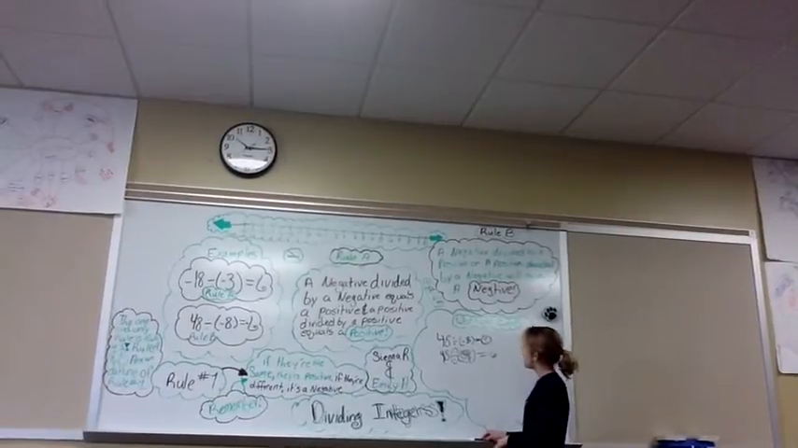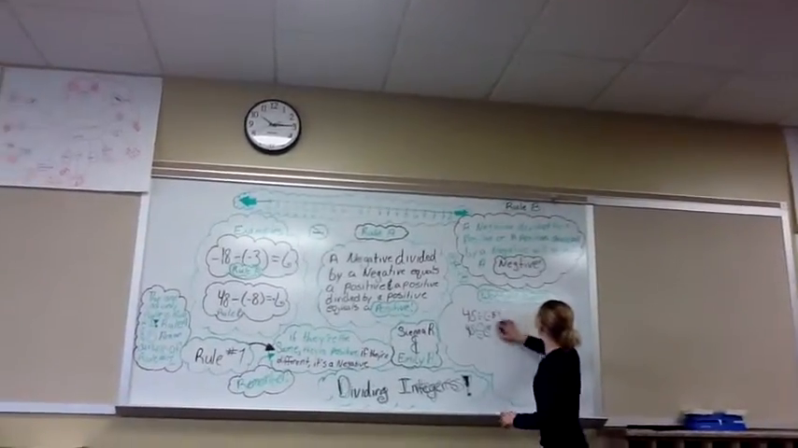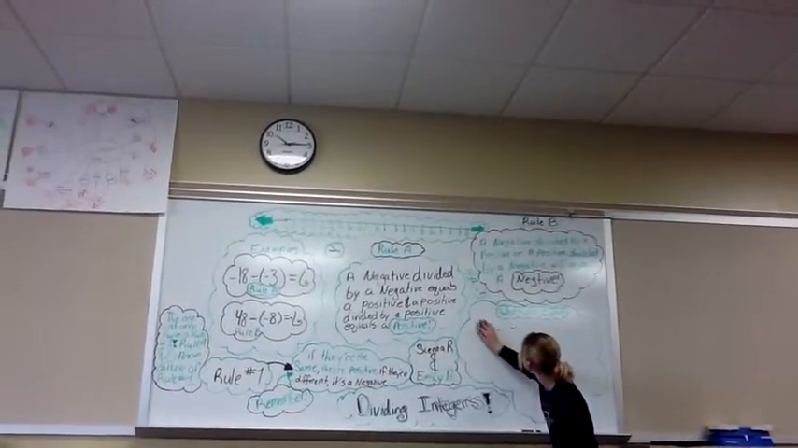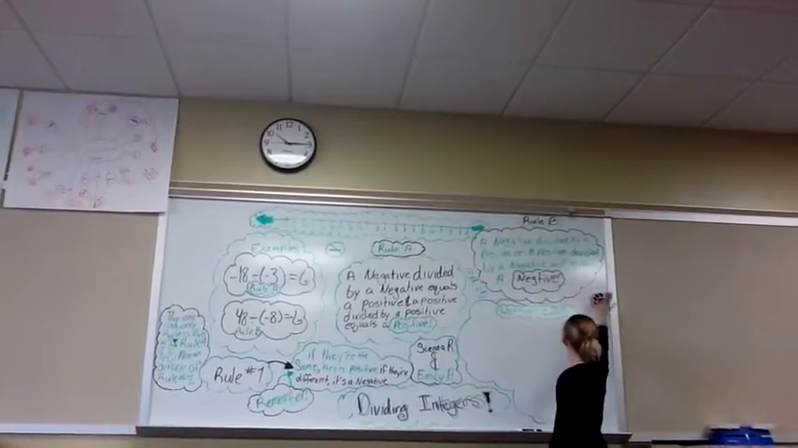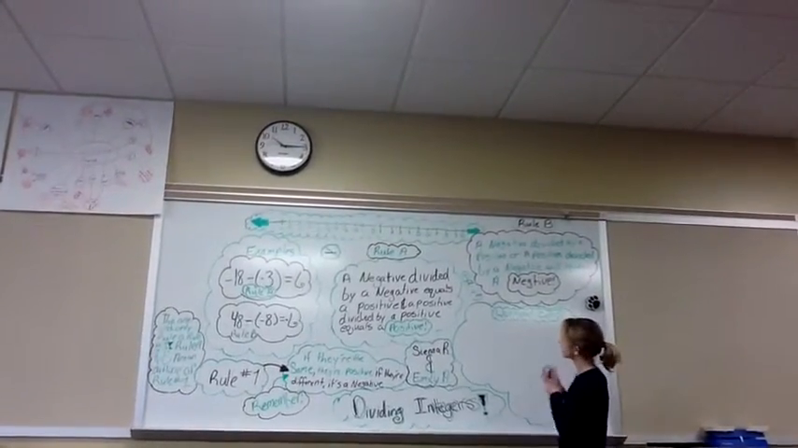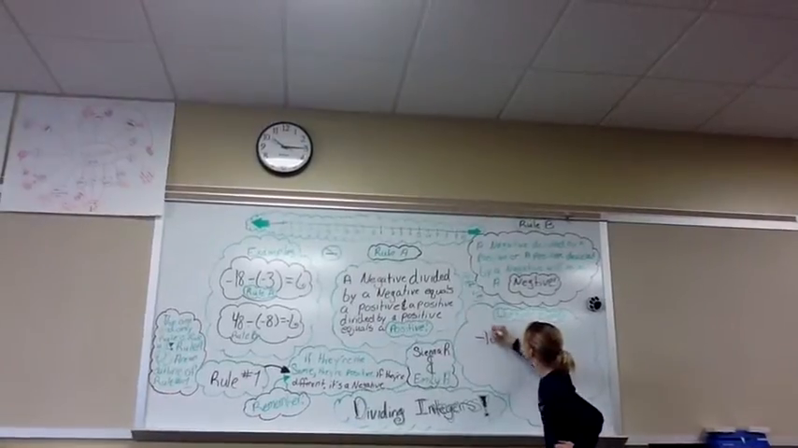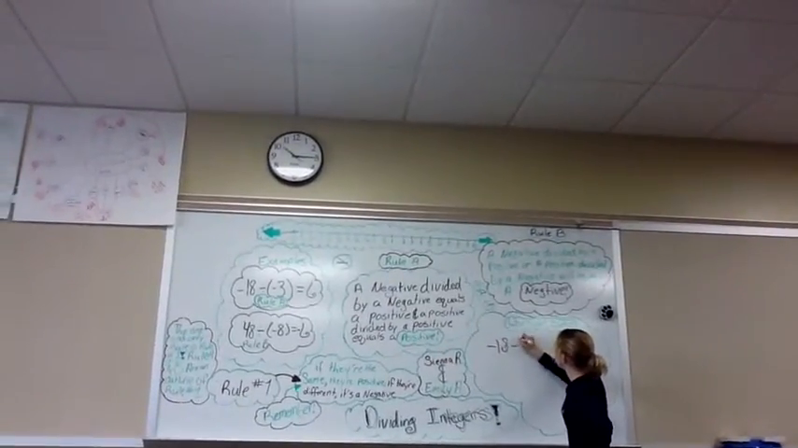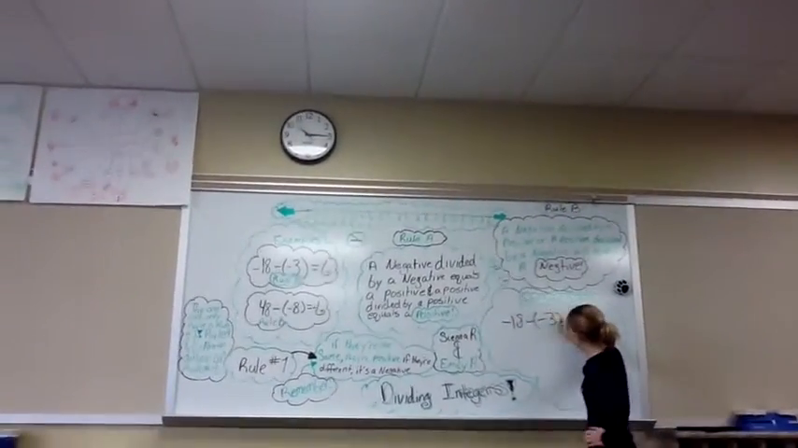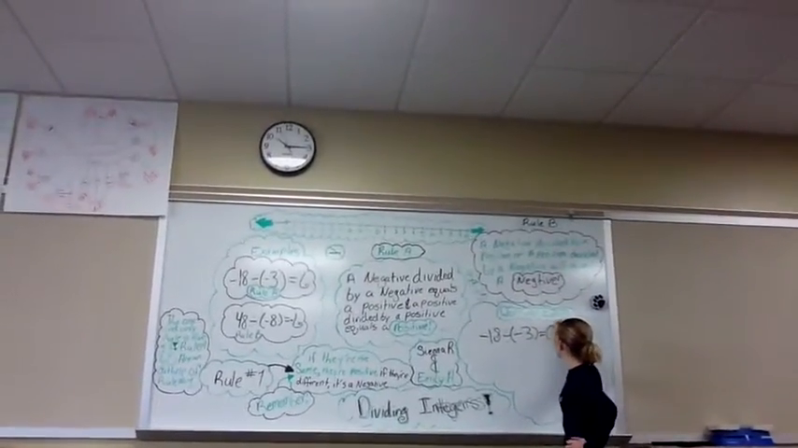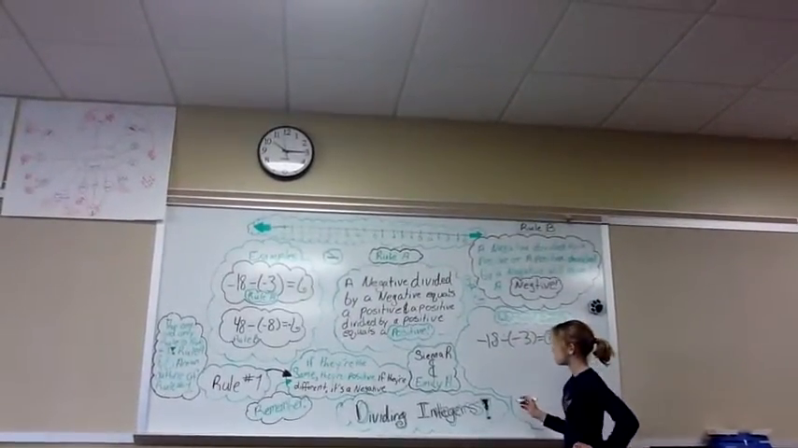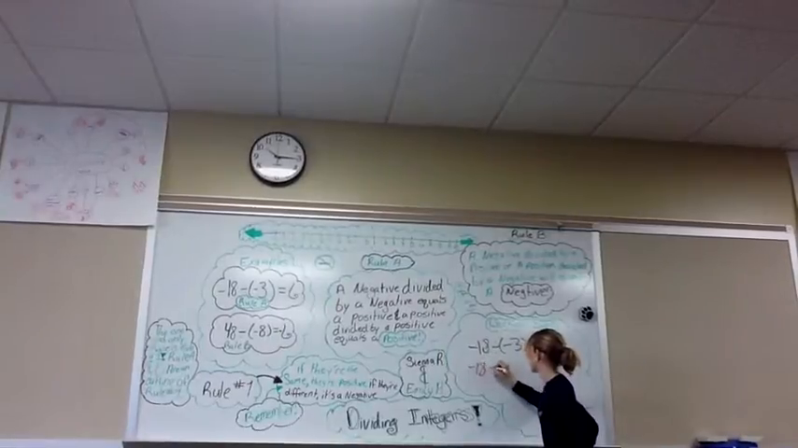Okay, I'm going to work out the first example, which is not that one, right here. And it is negative 18 divided by parentheses negative 3 parentheses equals. Okay, I'm going to write it again so that I can work it.